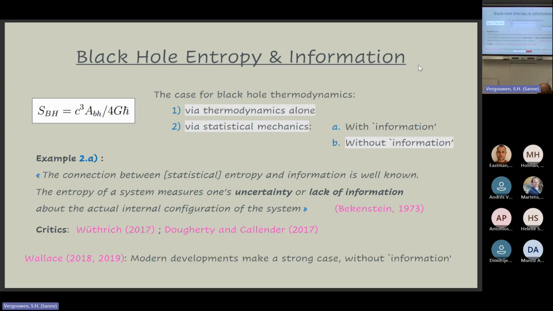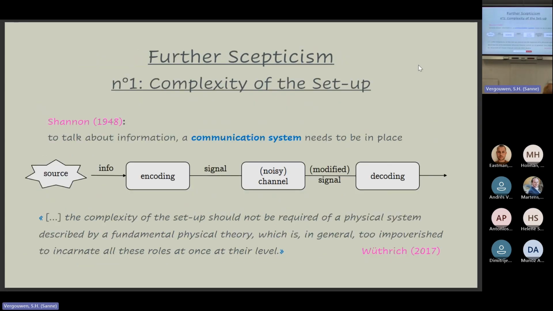But on the other hand, David Wallace has made the case that modern developments really show that you can make the case for the thermodynamic origin of the entropy without ever mentioning the word information. So I guess that you will disagree with Wallace about the fact that we can make the case for black hole thermodynamics, but some philosophers out there think that there is strong evidence now. And we will mention that a bit later.